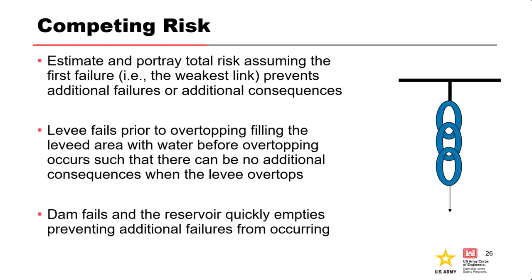So let's say you have a levee that fails at one location prior to overtopping, and it's not a huge levee area such that when it fails, the levee area fills up with water before water can get to the top of the levee, such that if the water continues to rise and the levee overtops, two things happen. One is you don't have much head differential on the levee anymore because the levee area is full of water, right? So it might not even fail. And secondly, even if it does fail, everything's already been flooded, so you're not going to have any more consequences, right? So that'd be one potential application.